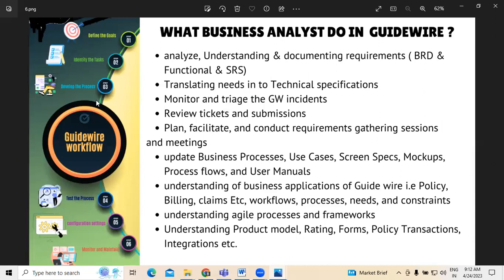At the same time, business analysts should be in a position to understand the business applications of Guidewire, majorly three things. One is policy, billing, and claims. At the same time, as I told you, they have to understand the workflows, processes, needs, followed by the constraints, if any.